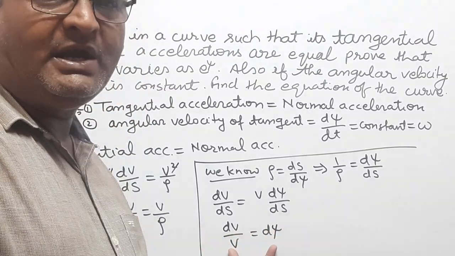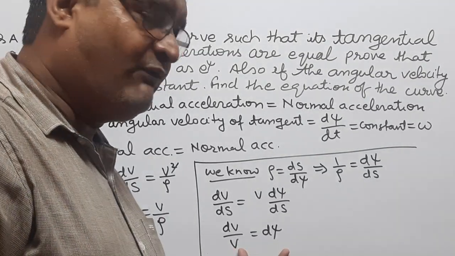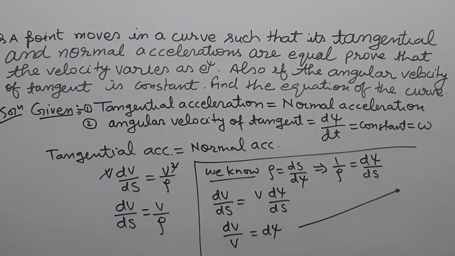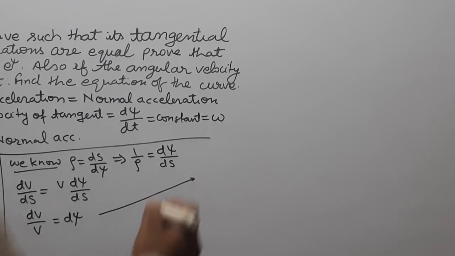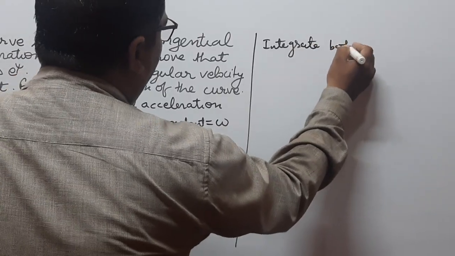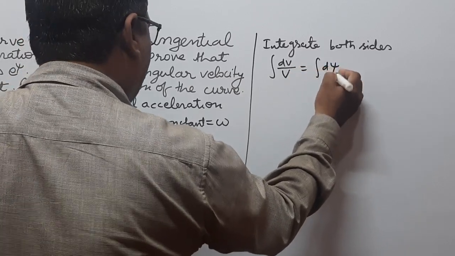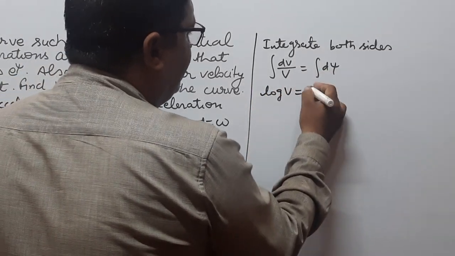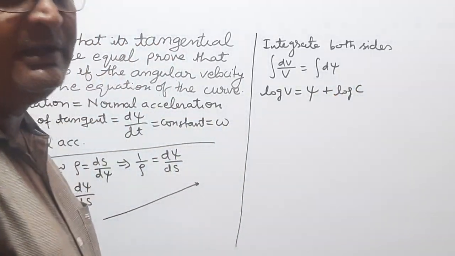We know that this is a first degree differential equation, which is in variable separable form. So we integrate both sides. dv upon v is equal to d psi. Integration of 1 upon v with respect to v is log v, and integration of d psi is psi. We take a constant here, log c, the integration constant.